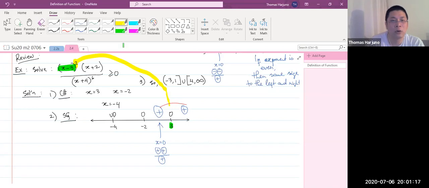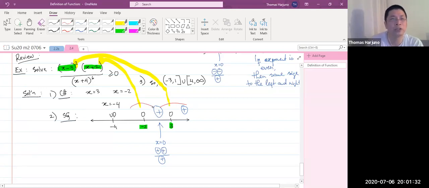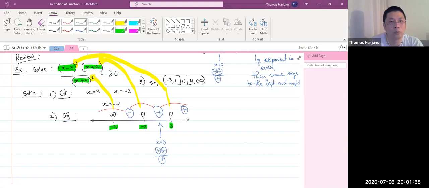Now, x equals negative 2 comes from a factor x plus 2 with odd exponent, invisible 1, right? Odd exponent, invisible 1, such that the sign here will change. There must be opposite sign. And negative 4 as a critical number comes from x plus 4 with even exponent, such that the plus minus sign to the left and to the right will not change.